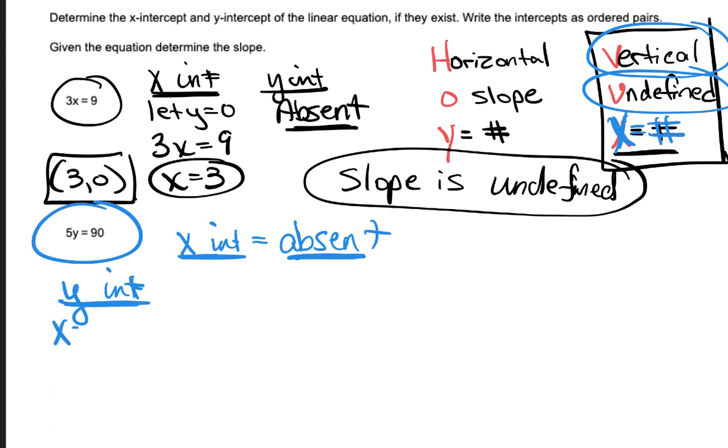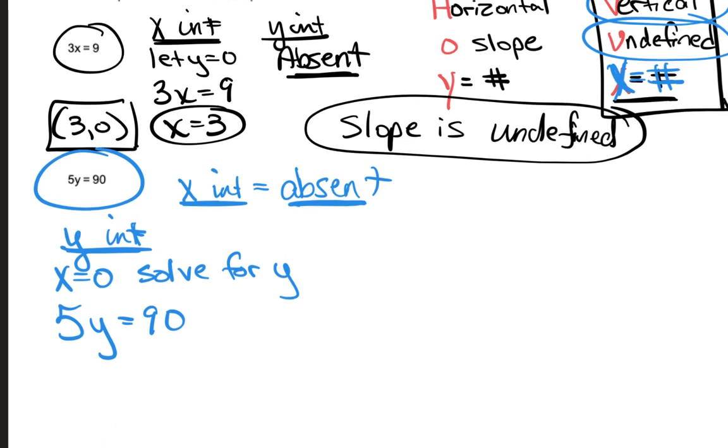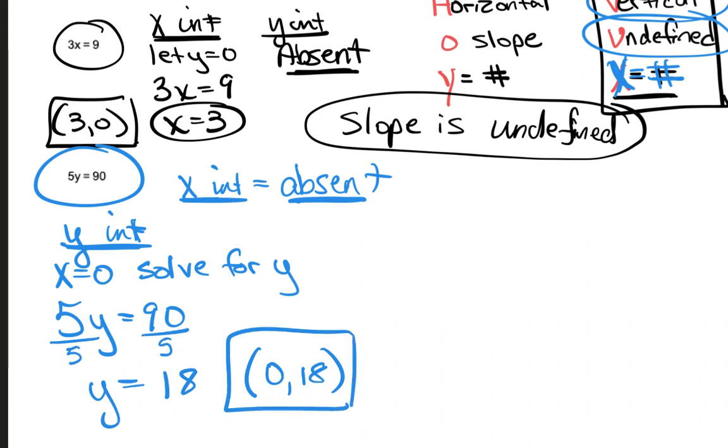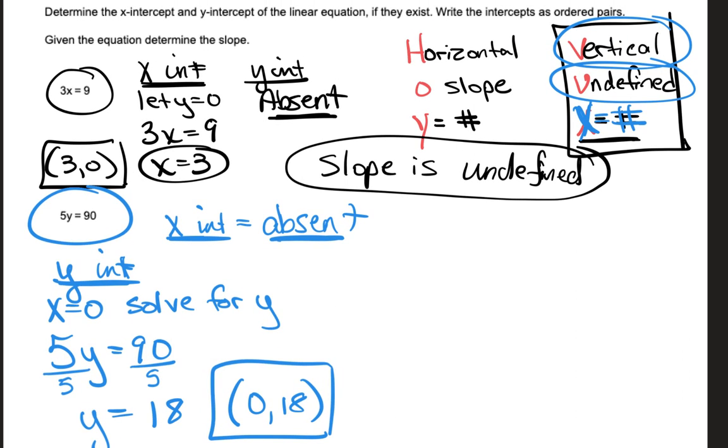Y-intercept, remember, let x equal 0 and solve for y. Okay, let x equal 0. There is no x to plug in, so you have 5y equals 90. And so if you were to solve that, divide that, what is that? Y equals, is that 18, I think? 18. Yeah, y equals 18. So my answer would be 0, 18. It's my y-intercept.